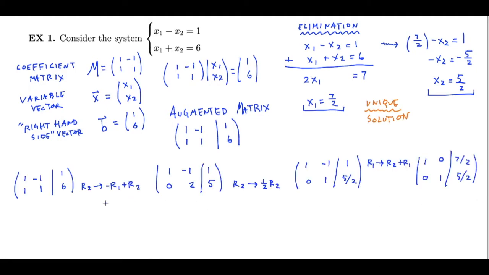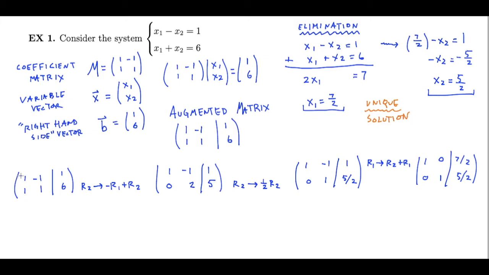Here I perform what are called elementary row operations, by which I can replace an existing row with some sum of the current rows. In this case here, I want row 2 to be replaced by the negative of row 1 plus row 2.